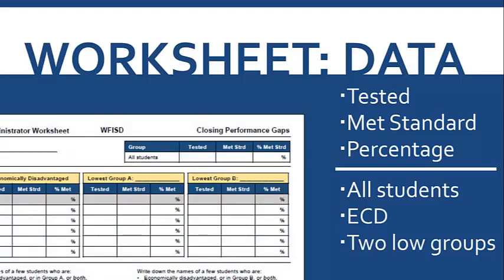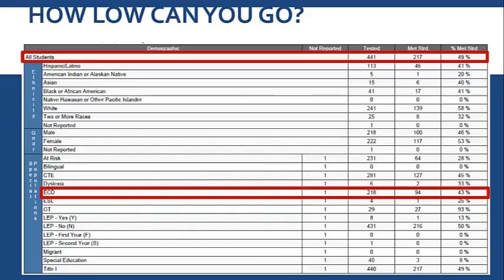On that worksheet, what you'll be asked to fill in is how many kids were tested, how many met the standard, and what the percentage was. You need to do that for all students, economically disadvantaged, and pick your 2 low groups to put on that worksheet. How do you find those from those reports? On the demographic report, the all students is at the top and the economically disadvantaged is somewhere in the middle.